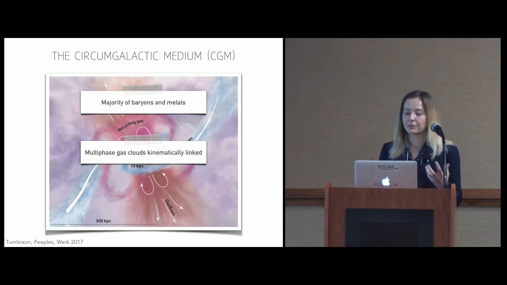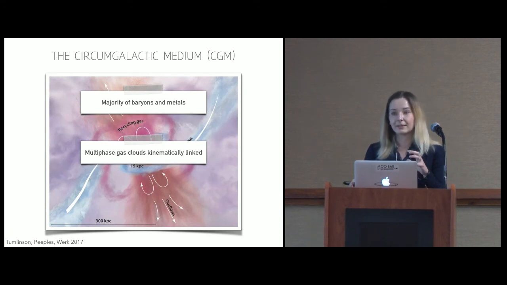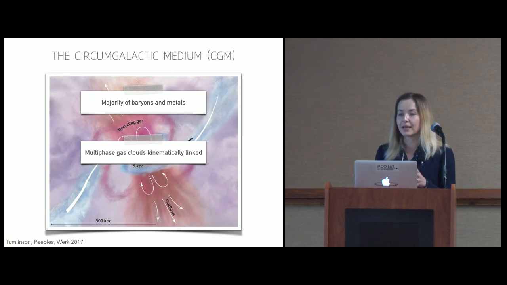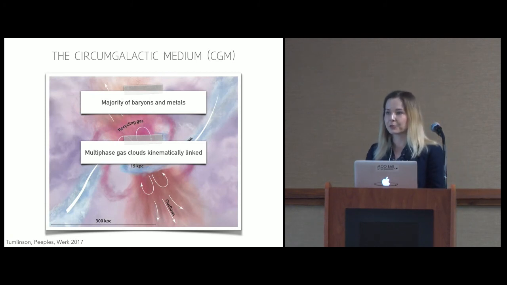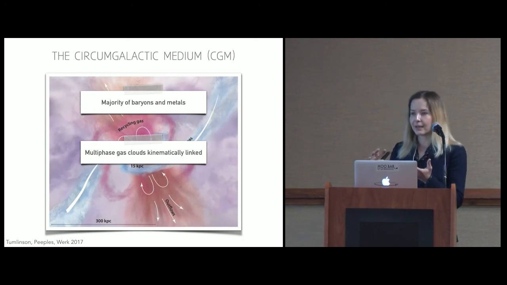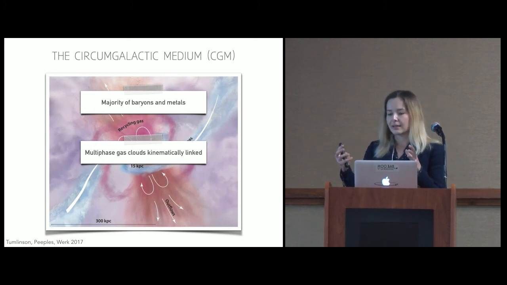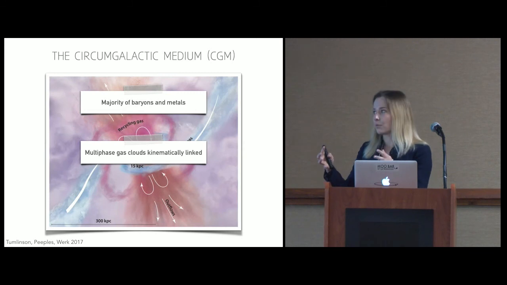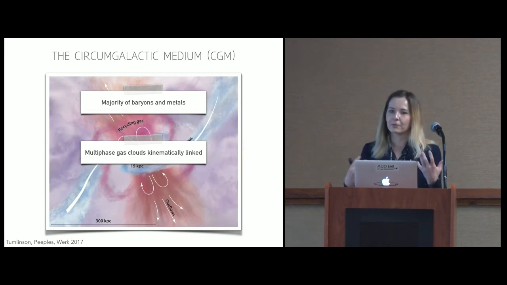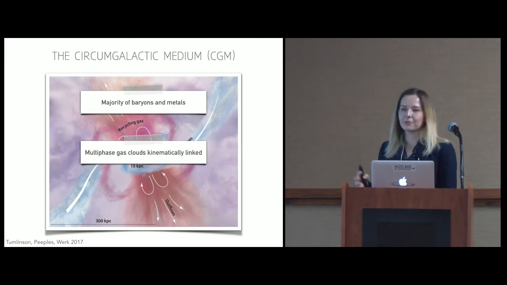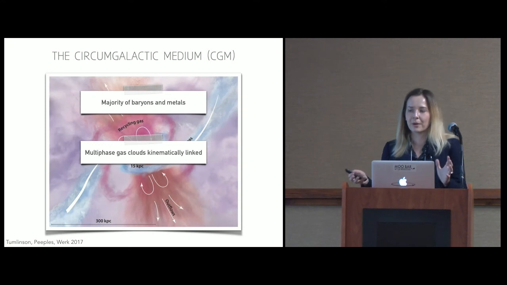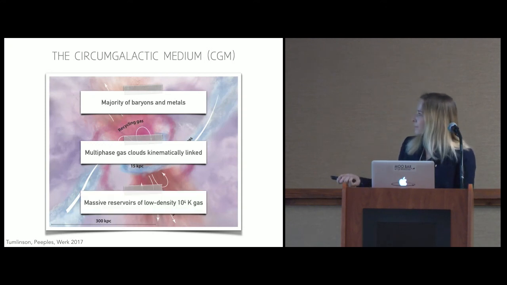We observe a really rich multiphase gas structure in the CGM. So we have gas clouds that span several orders of magnitude in temperature and density. And by looking at their kinematics, it looks like these cool gas clouds are embedded in warm gas clouds. And when I say cool, I mean something like 10,000 degrees Kelvin, and warm is about a few 100,000 degrees Kelvin, compared to hot, which would be about 1,000,000 degrees Kelvin.